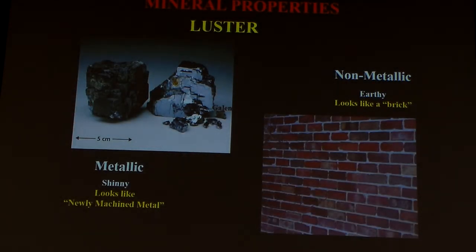Another property that has to do with how light interacts with the mineral is called luster. We have basically two types of luster. So again, luster is simply how light interacts with the mineral surface. We have metallic luster and non-metallic luster. And they are exactly what they sound like.